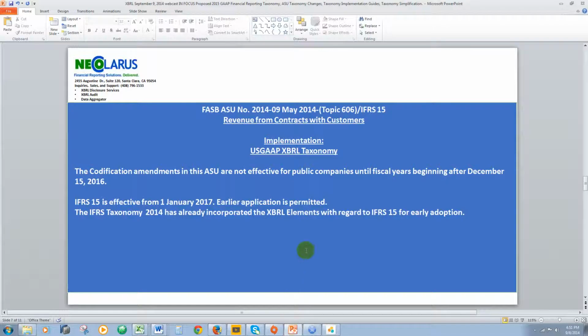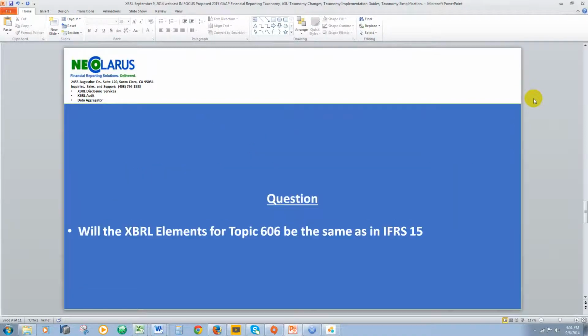Now my question is, since we have seen that there are just a few differences between ISB and FASB on this standard, on the revenue recognition standard, will the XBRL elements for the topic 606 be the same as in IFRS 15? So my suggestion could be yes, the solution could be yes, excepting for the change in the namespace and also the references.